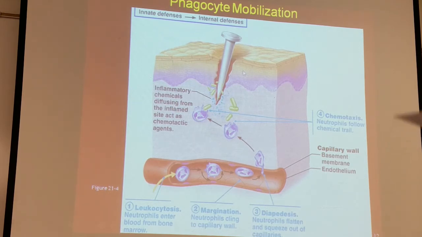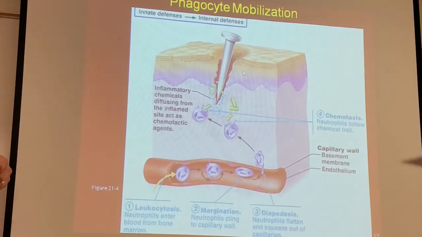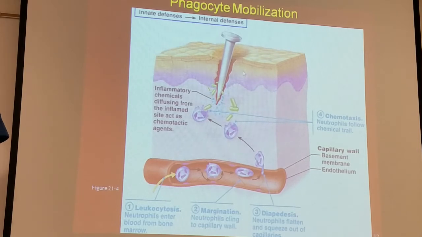Pyrogens are chemicals that target the hypothalamus and increase the set point for thermoregulation. Right, so when your body temp goes up during fever, that's because this is the new set point. So if you were cold, and that's what, I don't want to give it away. If you were cold, what changes would occur to bring your body temp back up to set point? You're cold to start with, then what happens?